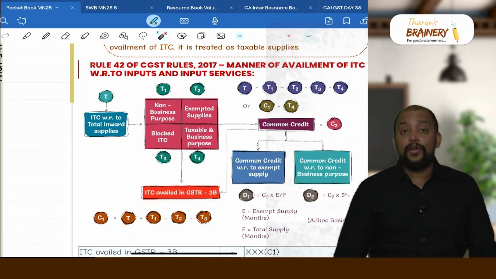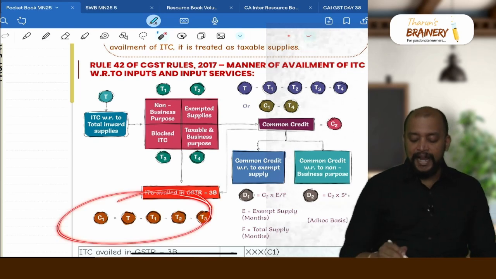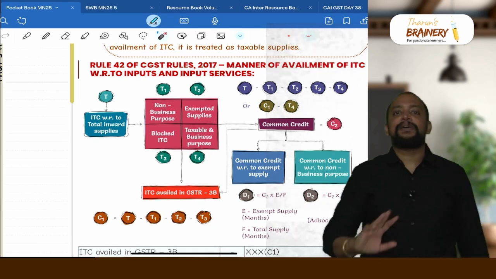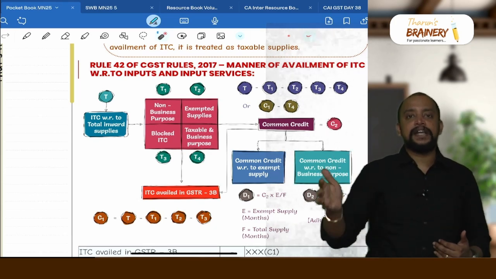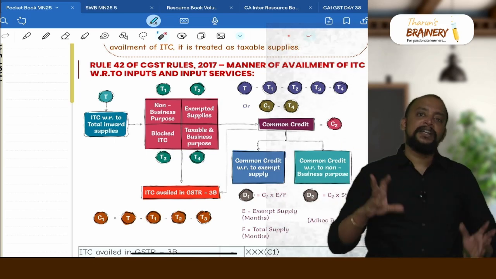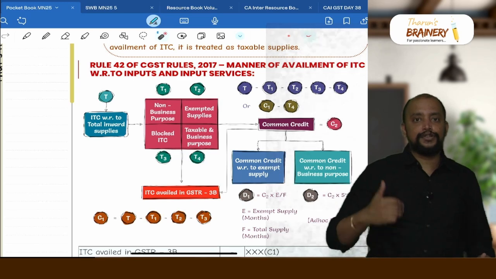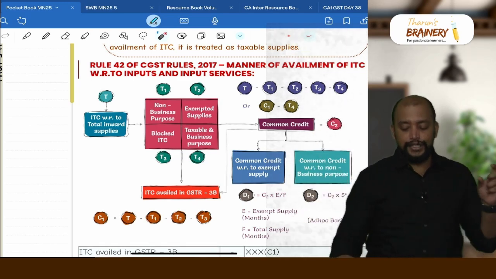Now what is the common credit? Common credit is C1 minus C2. First we need to take T, the total GST paid on inward supplies, minus T1, T2, T3. T1 is non-business purpose, T2 exempted, T3 blocked credit. Now the balance, we will avail the ITC in 3B. Thereafter you take out T4, which is exclusive for business and taxable. Full credit we can take, and the remaining leftover is known as common credit.